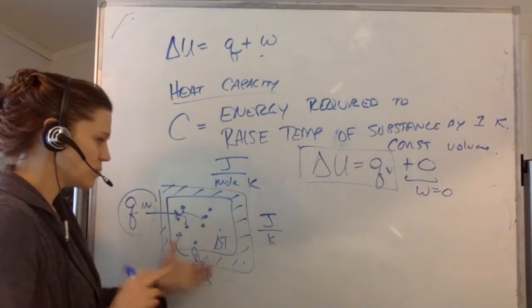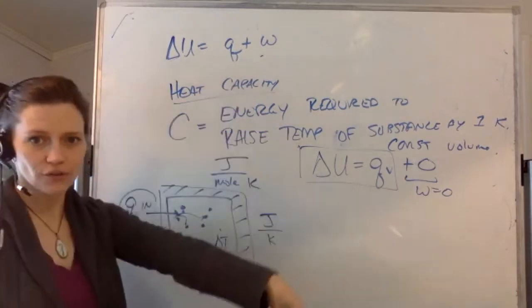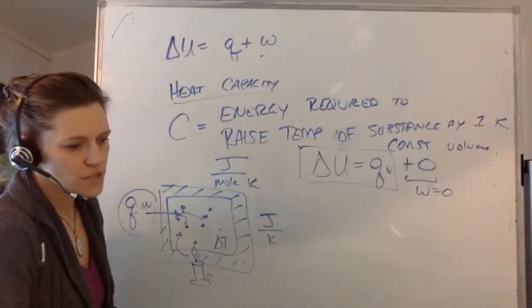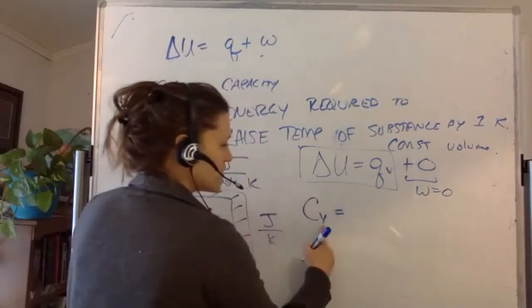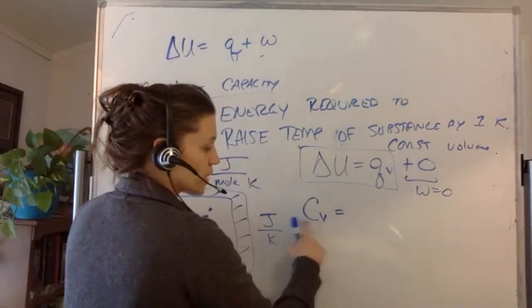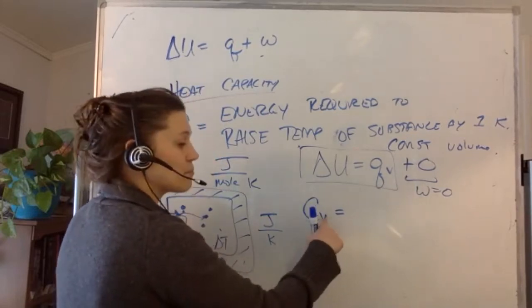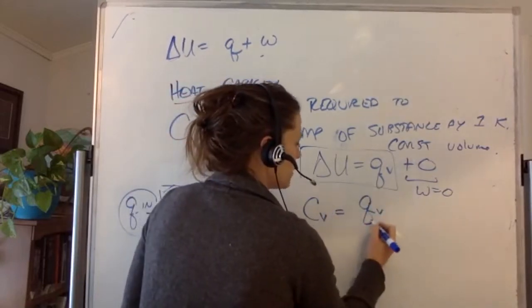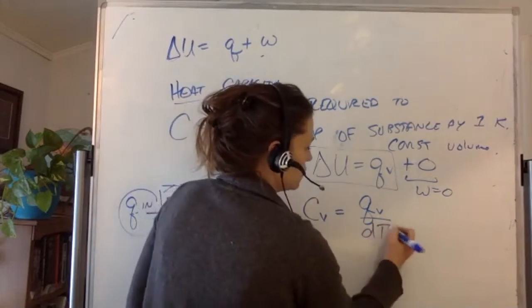So that means the only place the energy can go is into the molecules, internal to the molecules. Okay, so if that's the case, CV, and this designates constant volume. Anytime you see a little subscript letter, that represents that that parameter is constant. CV is equal to QV divided by your change in temperature.